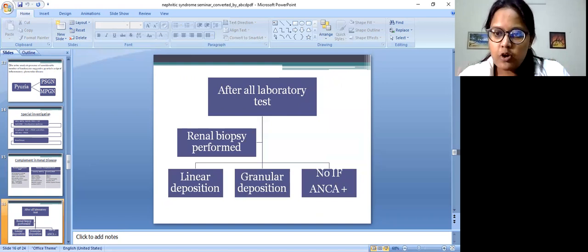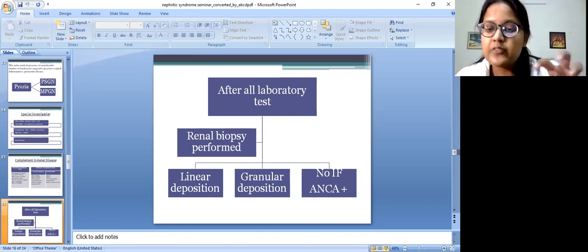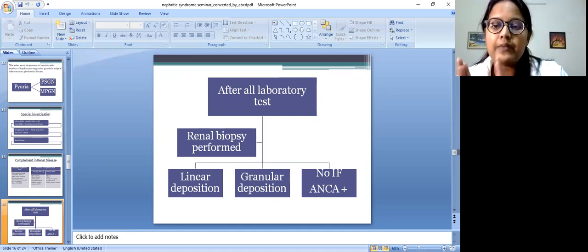After narrowing your causes or after doing some special investigation, if your results are positive, definite diagnosis will always be made by renal biopsy. Without renal biopsy, you can't say what is the cause of nephritic syndrome, right? So when you do renal biopsy, the next thing we would do is immunofluorescence study. Immunofluorescence study basically picks up the antigen antibody complexes and gives you the basic location where these complexes are being formed.